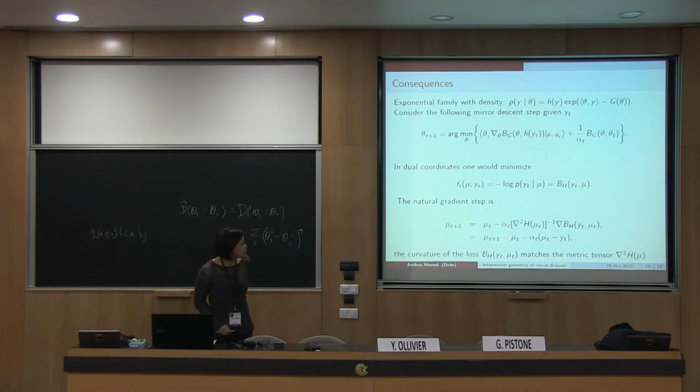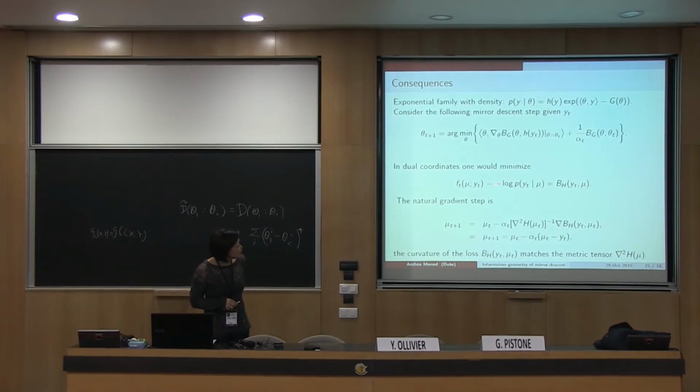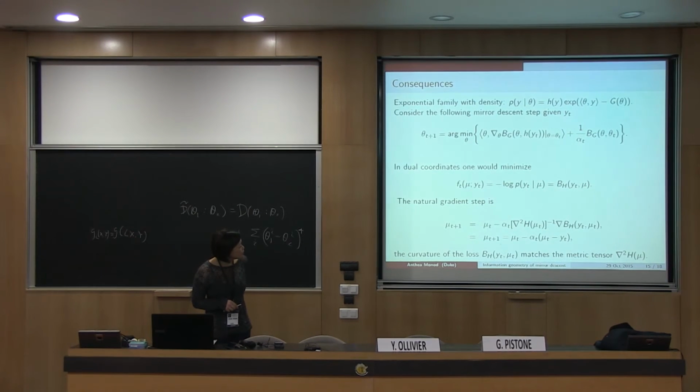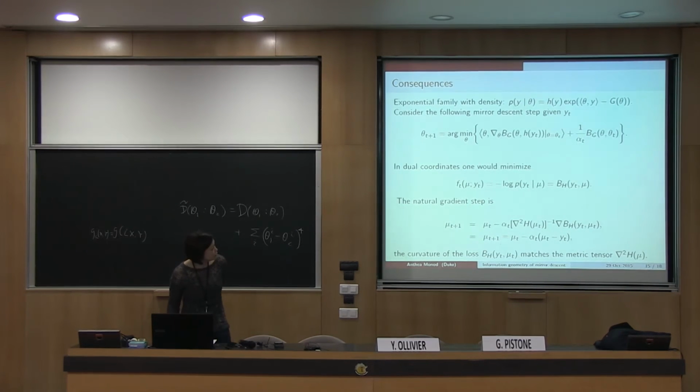The consequence of this for the exponential family with a general density is that we consider the following mirror descent step given by this expression, and then in dual coordinates this corresponds to just minimizing this function here in terms of the Bregman divergence and the maximal point. It turns out that the curvature of the loss of the Bregman divergence matches the metric tensor.